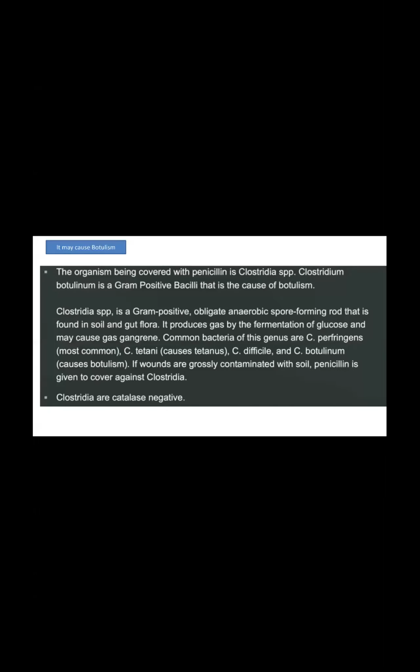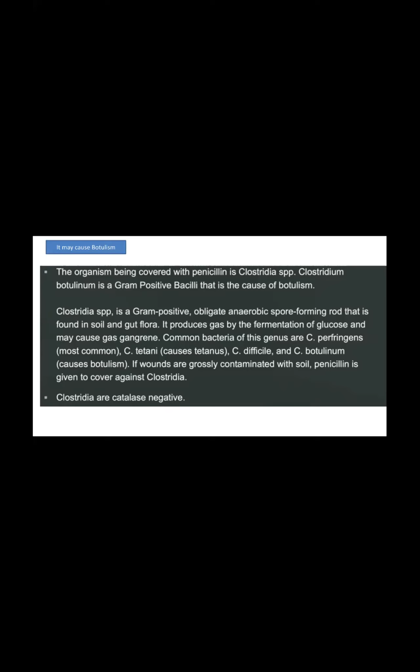So the organism being covered with penicillin is Clostridium. Clostridium botulinum is a gram-positive bacillus that causes botulism. Clostridium is a gram-positive, obligate anaerobic, spore-forming rod that is found in soil and gut flora. It ferments glucose and may cause gangrene. Common species are Clostridium perfringens, Clostridium tetani, Clostridium difficile, and Clostridium botulinum. These are the most common organisms.